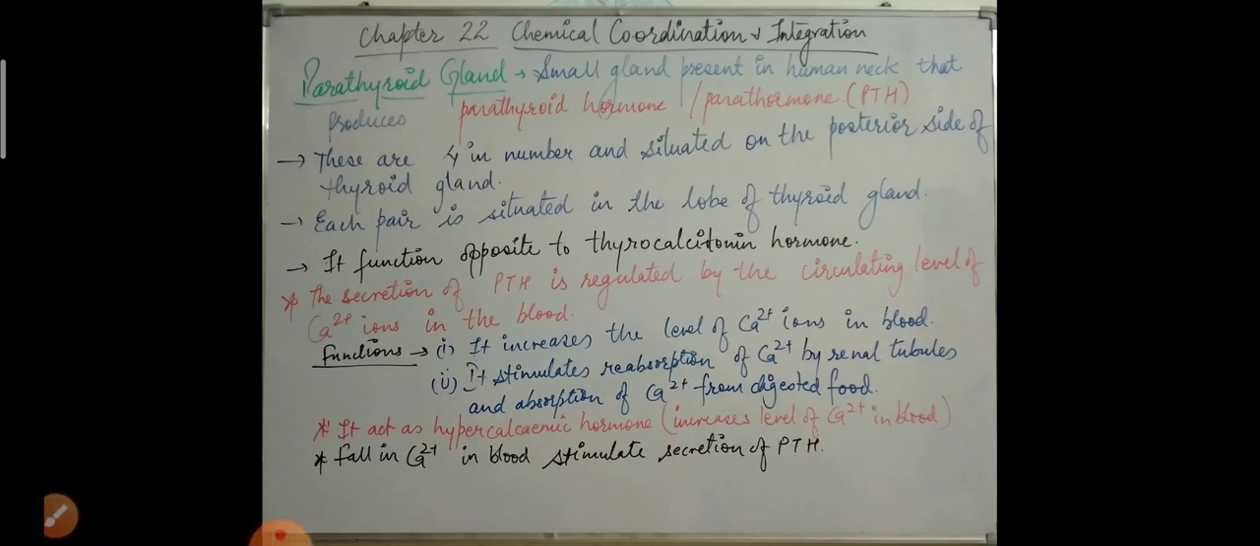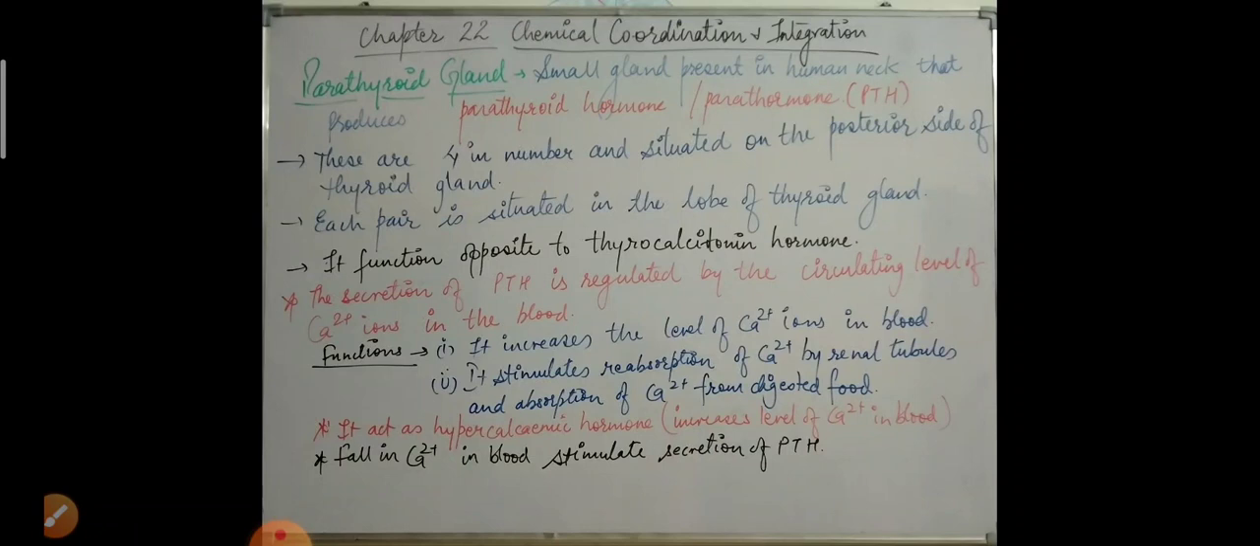Parathyroid glands are small glands present in the human neck and produce parathyroid hormone, or we call it parathormone or PTH. These are 4 in number and they are situated on the posterior side of the thyroid gland. Each pair of parathyroid glands is situated in a lobe of the thyroid gland. As you know, there are 2 lobes of the thyroid gland. Each lobe of the thyroid gland contains 2 parathyroid glands.